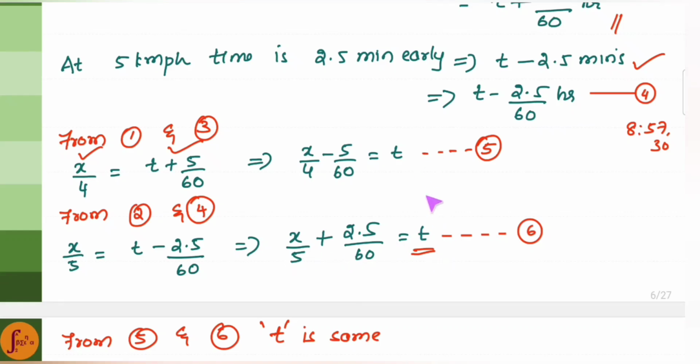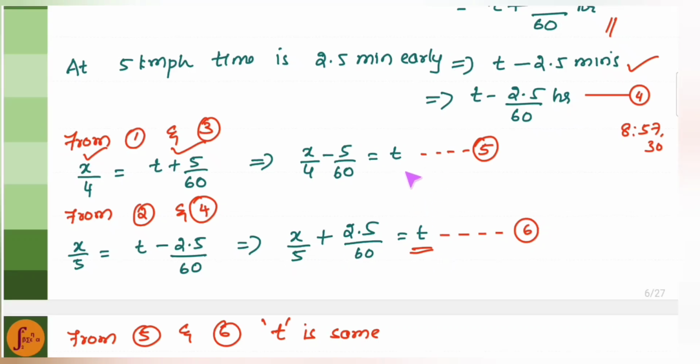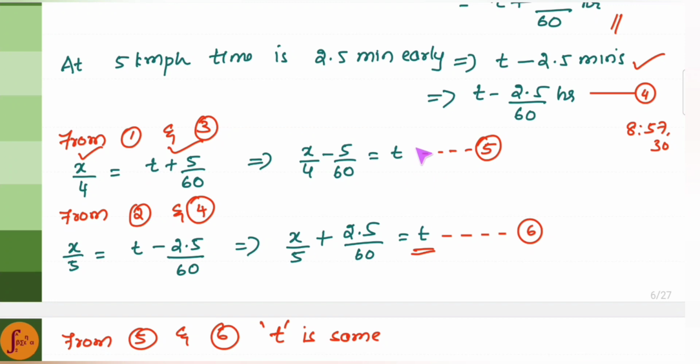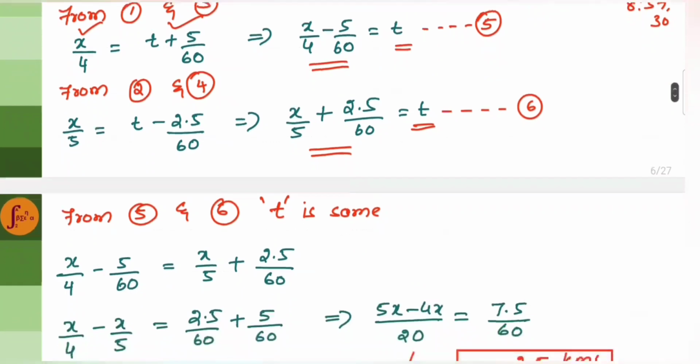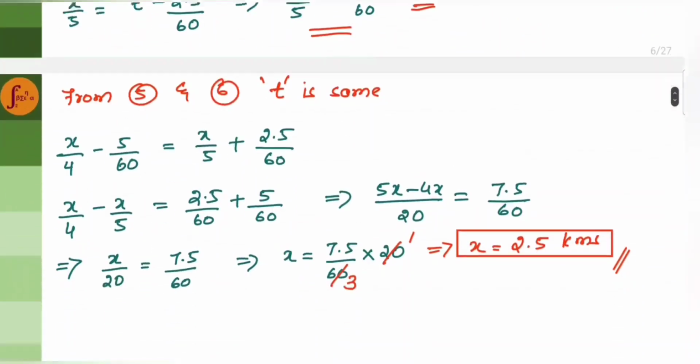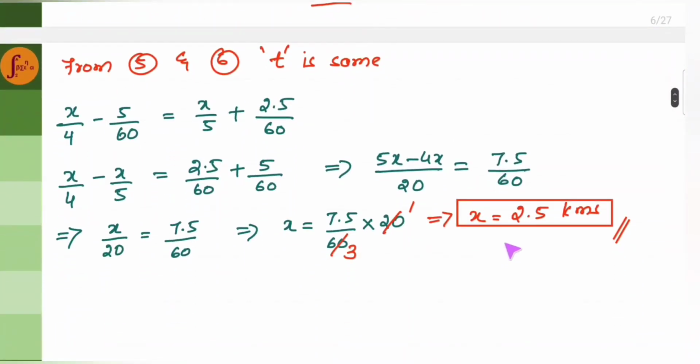Now in both these cases, t has to be same because time that the college reopens is same, right? T is same because we assumed t is nothing but time that the college opens. So this time is same, so therefore, RHS is same. Therefore, LHS have to be equal, right? So we'll equate both of this and then we will solve x. So x is going to be 2.5 kilometers. So we had assumed that x will be the distance from house to the college and that is 2.5 kilometers.